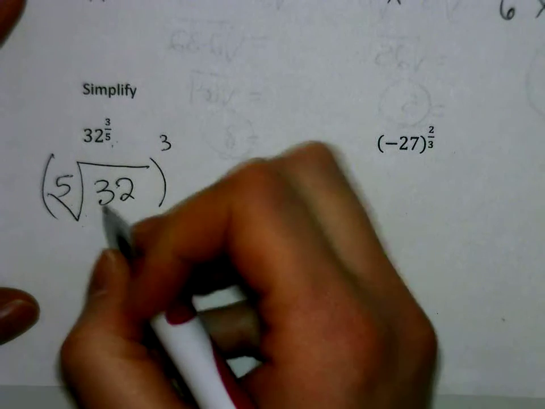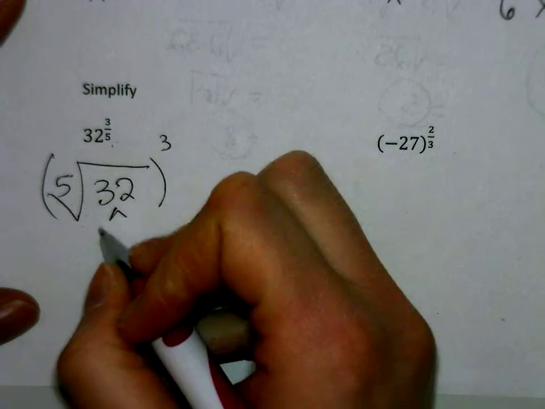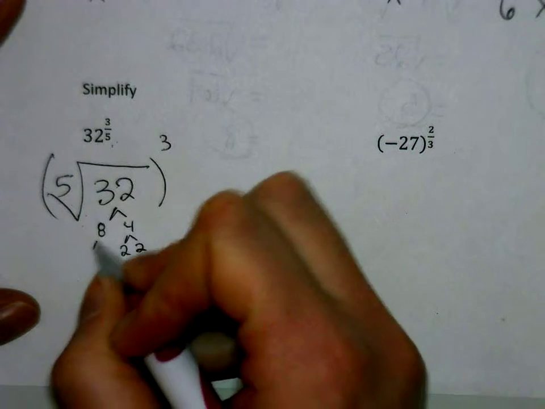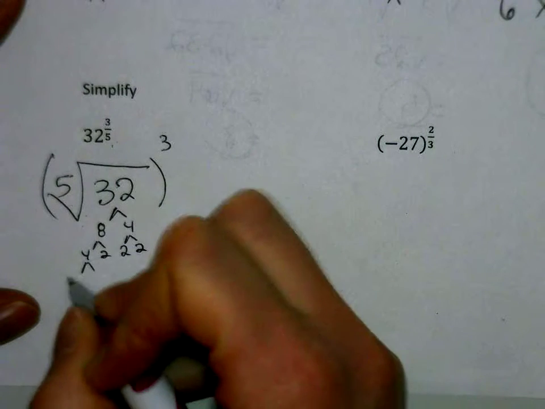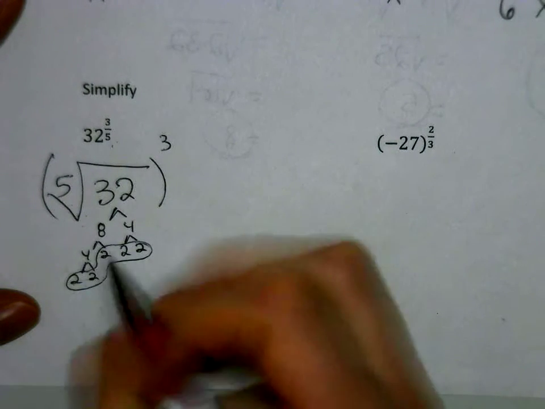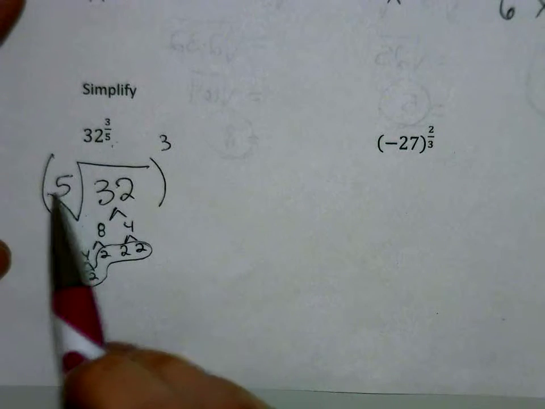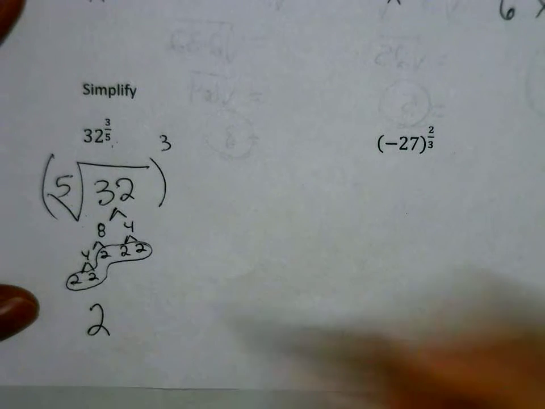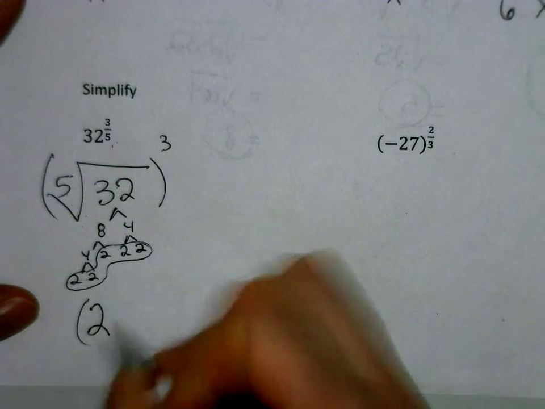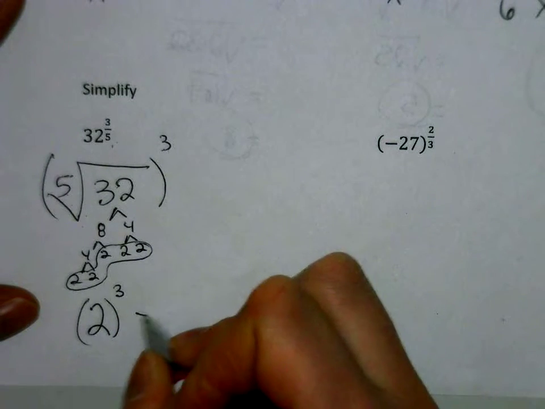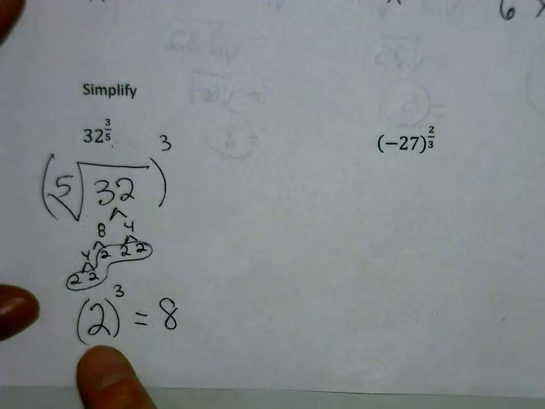would be 8 times 4, which turns into 2 and 2. 8 is 4 and 2, 2 and 2. So that means we are left with 1, 2, 3, 4, 5 2s. We need a group of 5. So we have one group of 2s we can pull out, nothing left over. So that means we have 2 to the third power, which equals 8. 2 times 2 times 2 is 8.